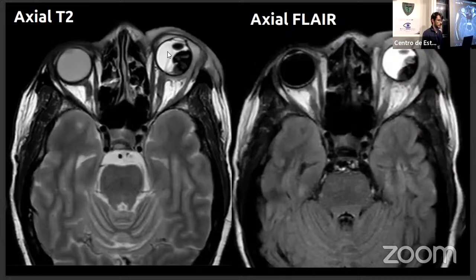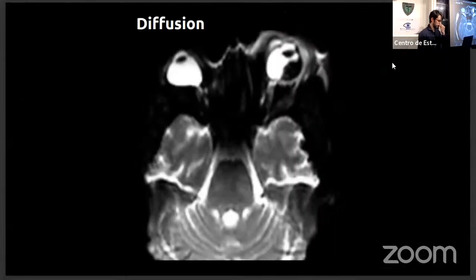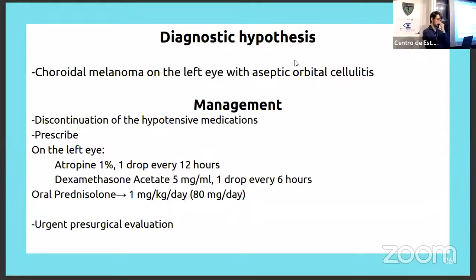When we see the T2 and FLAIR, we can see that the lesion is hypointense in both of the sequences. And with the diffusion, we don't have any restriction of diffusion. So with these images and these exams, we thought about a choroidal melanoma on her left eye that had a complication with an aseptic orbital cellulitis. That is something that I will discuss more on the last slides.